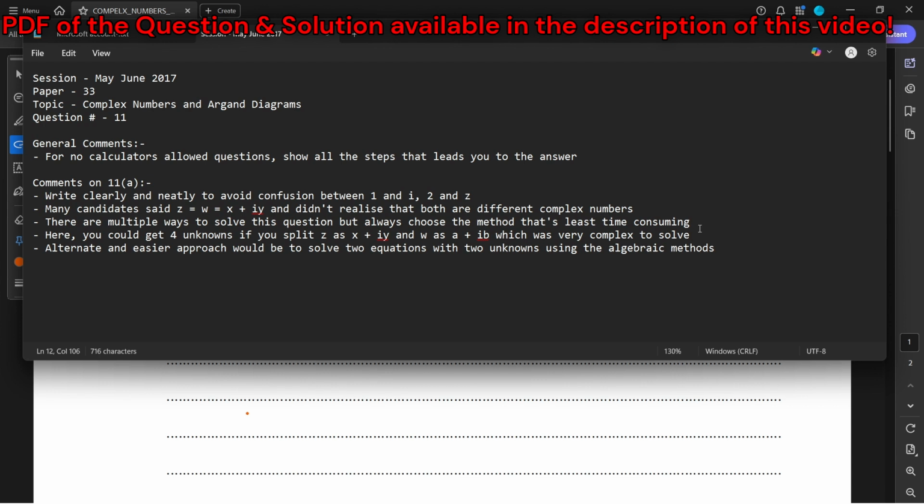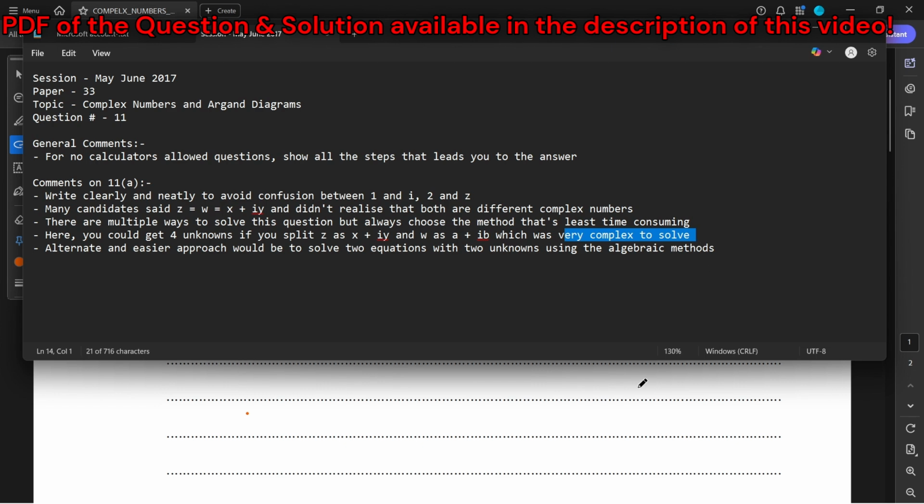But there were some students who substituted Z as x plus iy and W as a plus ib, which was not an incorrect approach. But the problem with this was that you're having now four different unknowns, and because of which your equations are going to be very complex to solve without the aid of the calculator. So, what is an easier approach over here so that you cannot lose any kind of method marks without the calc? You can solve it very easily.